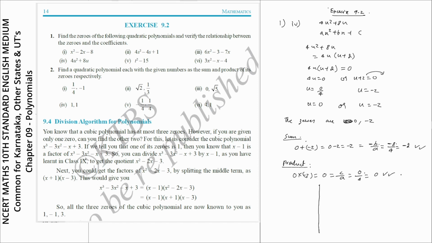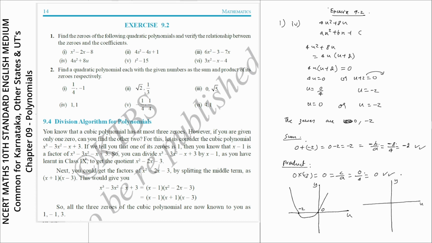But for your understanding, I am drawing the graph. If we draw the graph taking the horizontal line as the u axis and the vertical line as the y axis, the zeros are 0 and minus 2. The given polynomial will be like this. It passes through minus 2 and 0 on the u axis, or it may be even like this.